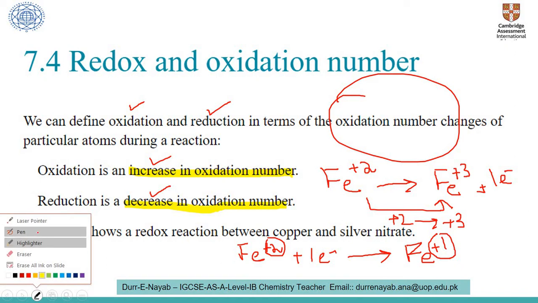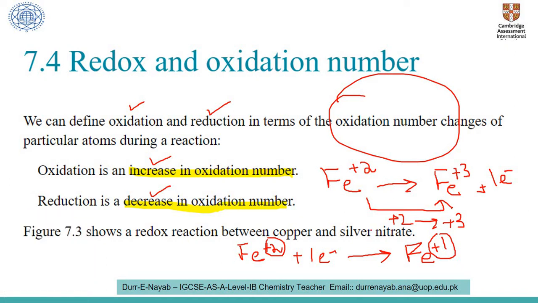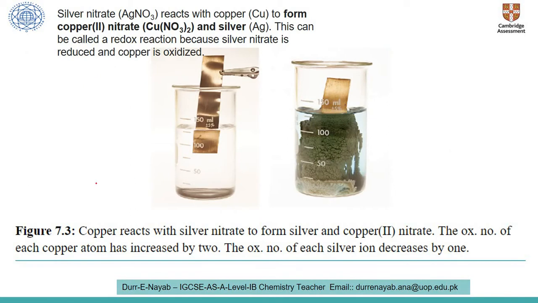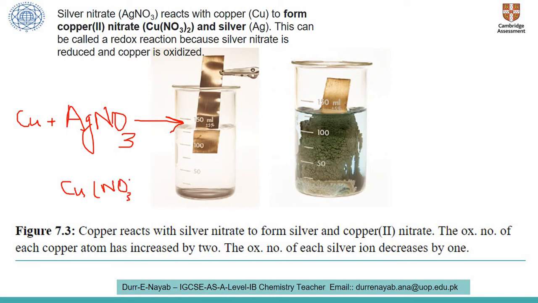Now we will study another example of a redox reaction, which is between copper and silver nitrate. You can see over here we have silver in the form of silver nitrate, and copper is in the metallic form. So let's write the reaction. We have copper, and this reacts with silver nitrate, AgNO3, and it changes to copper nitrate, Cu(NO3)2, and plus we will get silver in the atomic state.